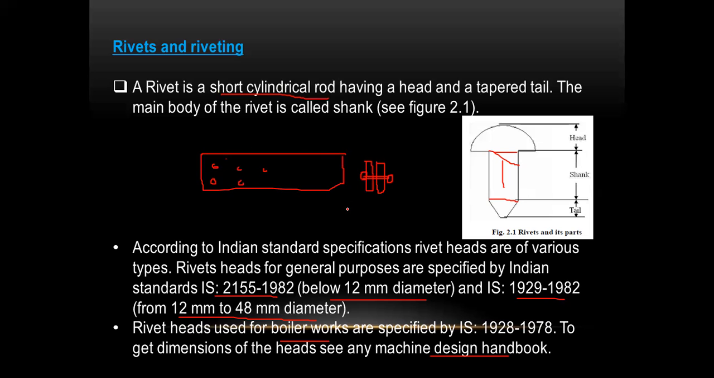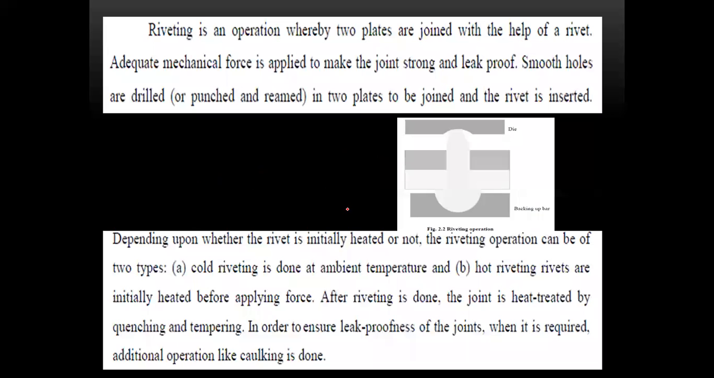Next, riveting is an operation whereby two plates are joined with the help of a rivet. Adequate mechanical force is applied to make the joint strong and leak proof. Smooth holes are drilled first, punched and reamed in the two plates to be joined, and then the rivet is inserted. This is a die, this is a backing up bar.